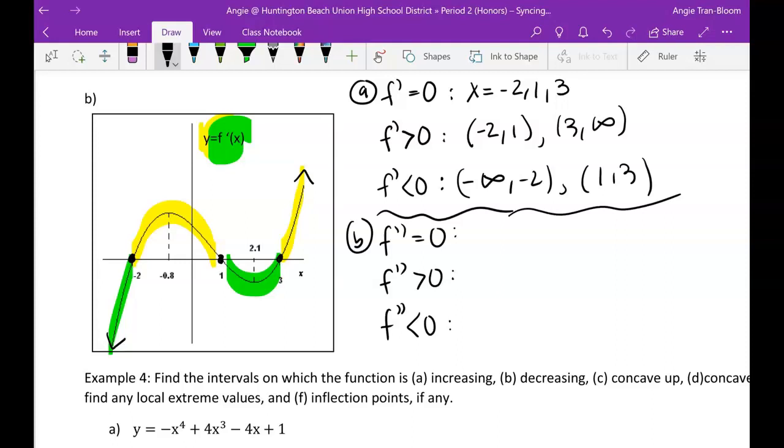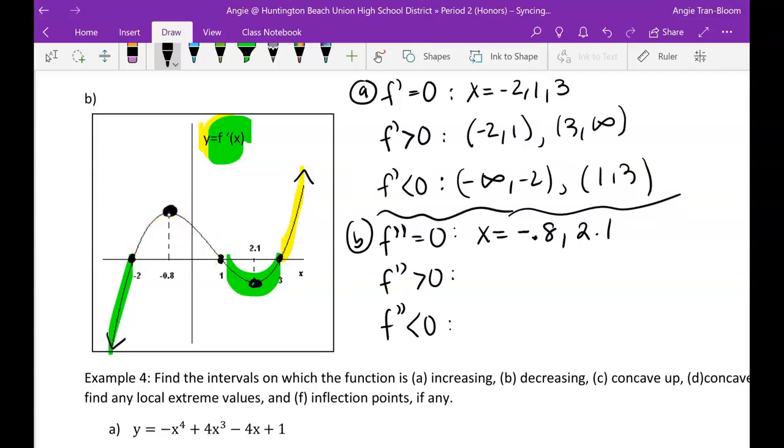Love these questions. Then it says, well, tell me about f double prime. Well, technically, you can graph it out, but you don't really need to. So f double prime is 0 at the turning points of f prime. So here's one that is 0, and here's another one. So x equals -0.8 and 2.1. We're going to use those since they already labeled those for you. When is the slope of f prime of x positive? Because this is asking when is f double prime positive.